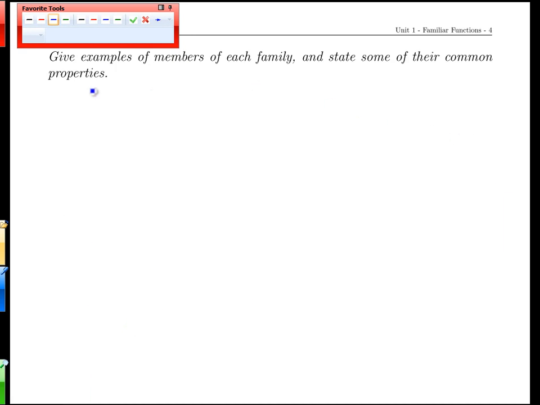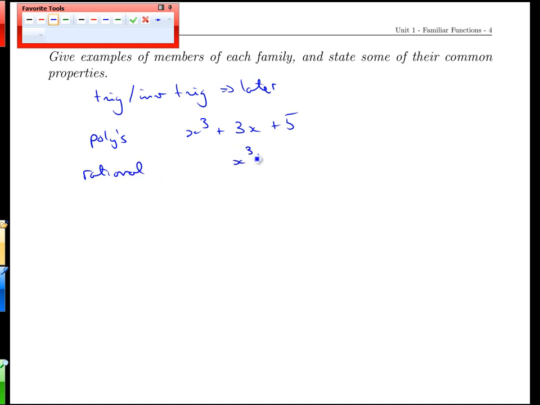So in particular, the trig and the inverse trig, we'll talk about those later. What else did we have there? We had rational, of course. Well, we had polynomials. Polynomials are straightforward. I think we all recognize those. x cubed plus 3x plus 5. And of course, we talked about rational functions a second ago. That would be something like x cubed plus 3x plus 5 over x squared minus 7. That would be an example of a rational function.